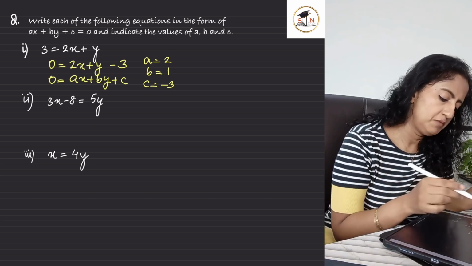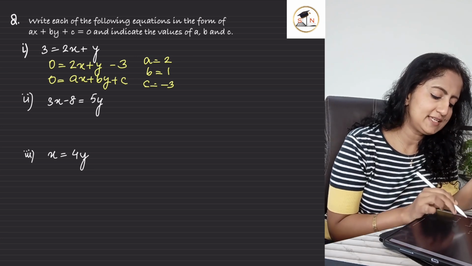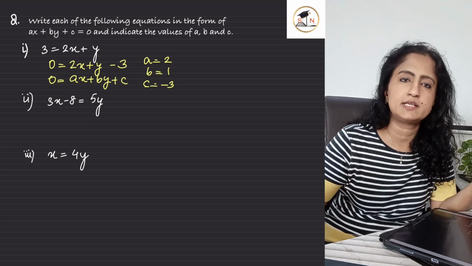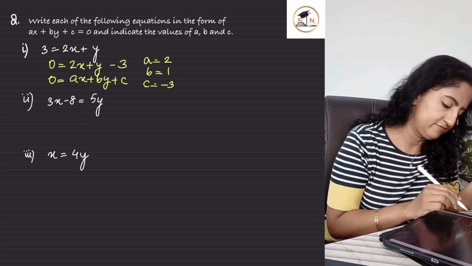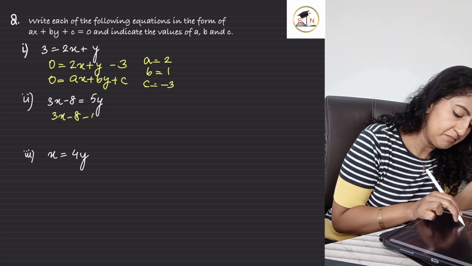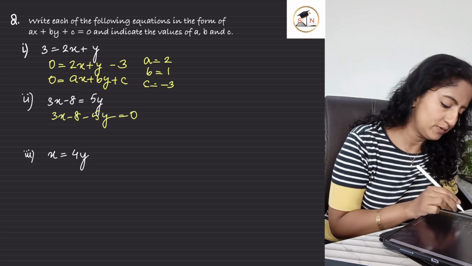Okay. Now, moving on with the next part. We have 3x minus 8 equals 5y. We can see 5y is on the other side. So I will shift it to the left. So we get 3x minus 8 minus 5y equals 0, right? This is what we get.